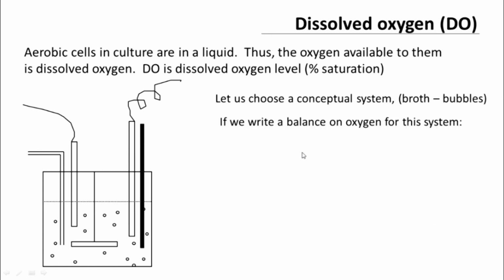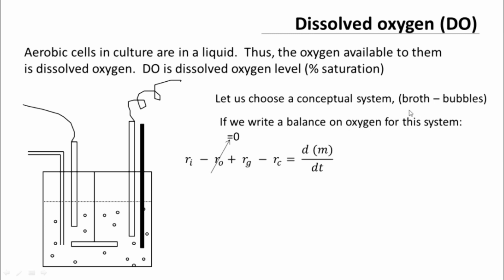If we write a balance on oxygen for this system, this is the overall balance equation. We always start here, it's very fundamental. So input rate of oxygen minus the output rate of oxygen plus the generation of oxygen minus the consumption of oxygen equals the accumulation of oxygen, all in terms of mass per time.